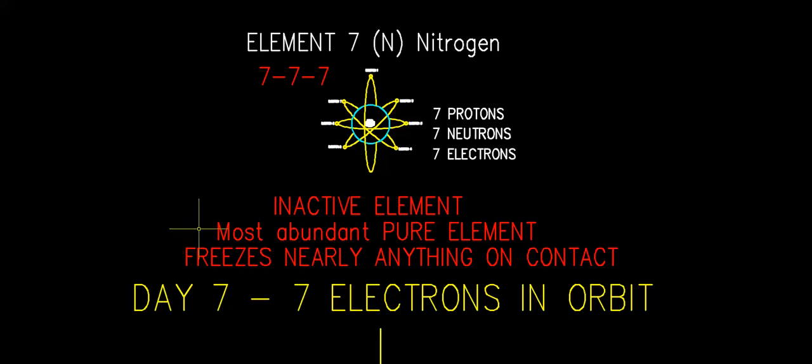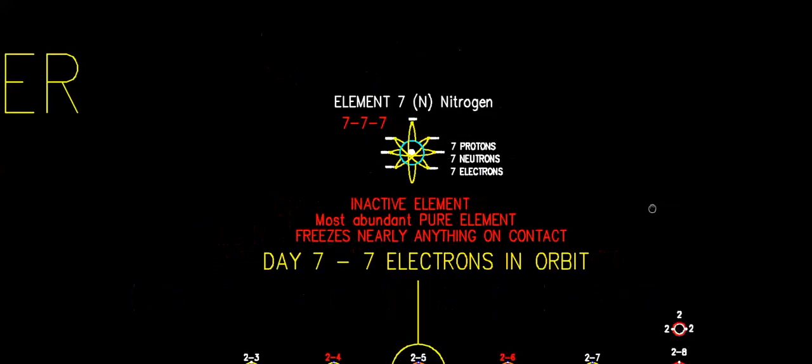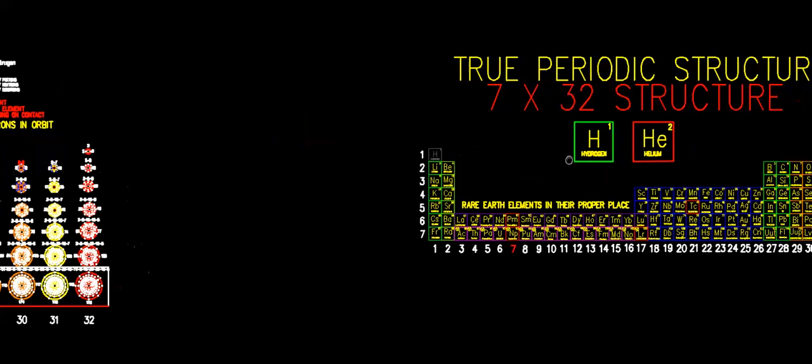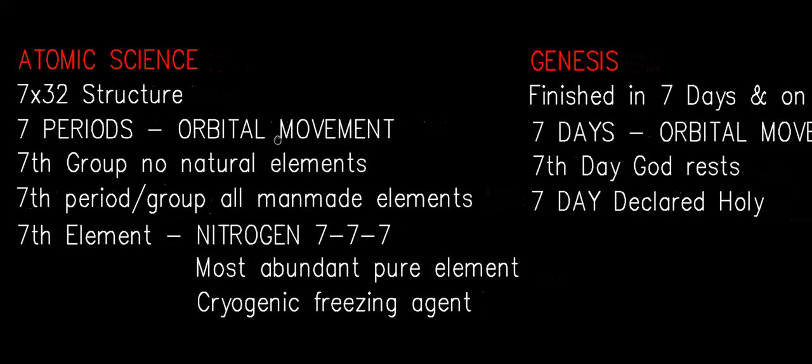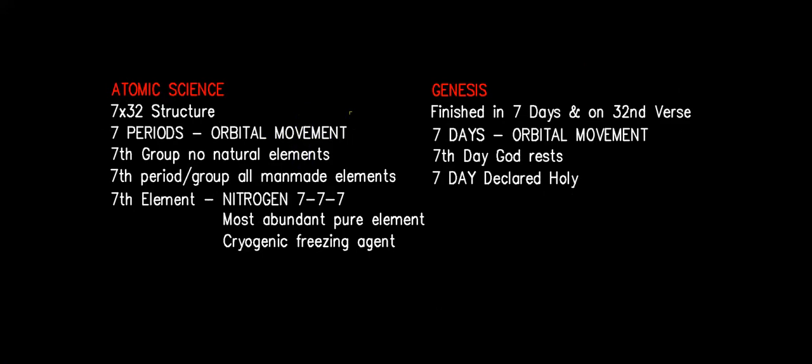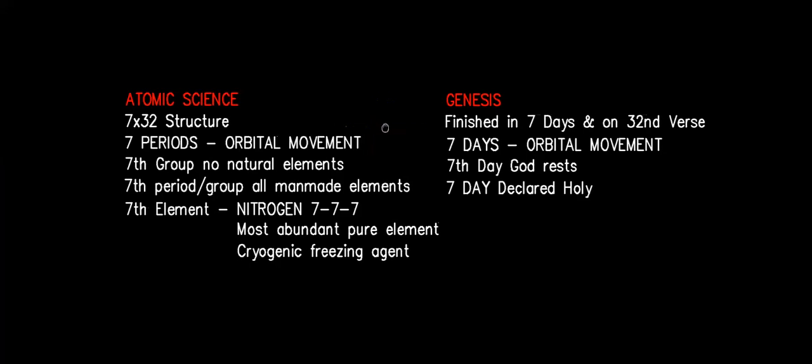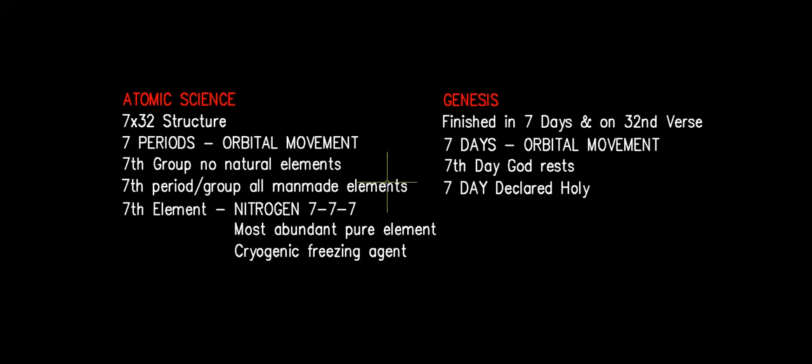So in comparison to Genesis, we have the creation being first finished in the 32nd verse. We also see creation being finished on the 7th day. Furthermore, we see in Genesis God resting on that 7th day and declaring it holy. Now, running back through the scientific representation of all creation in the true periodic structure, 7 periods with 32 groups of elements, when we look at the individual 7s contained within this structure, we see no elements with more than 7 energy levels past the 7th period.